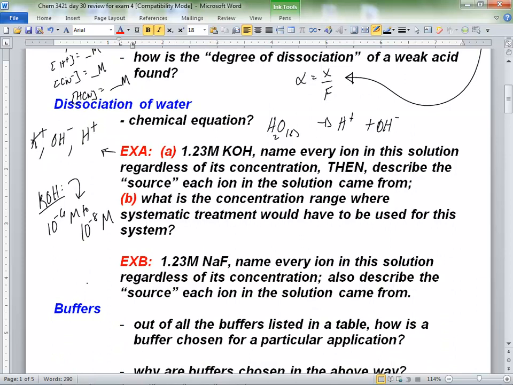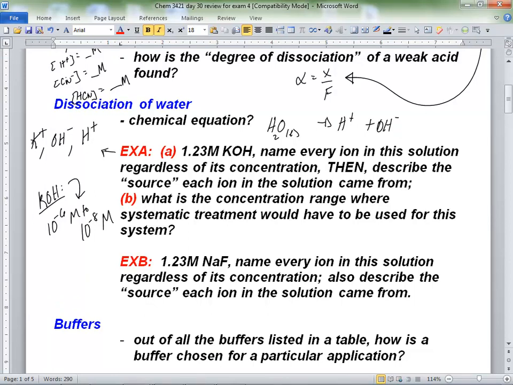Okay. How about, I think we got the idea there. Do you want to try that again? Name every ion in this solution, regardless of its concentration. Okay, 1.23 molar sodium fluoride. The ions would be Na plus, F minus. Is that it? Has to be ions. Well, NaOH can't form a strong base anyway, but is that it?